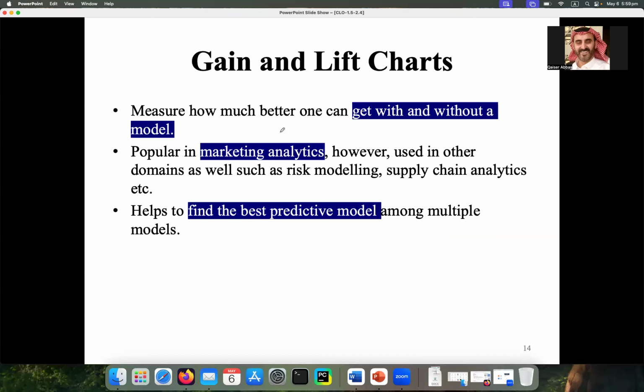And now gain and lift charts, or simply gain and lift. You don't have to say charts. These are also measures or metrics, you can say. There is a minor difference between measure and metric, but for us, measure and metric are the same thing, okay? That is easy to understand. But if you are a student of stats or math, then you have to differentiate them.